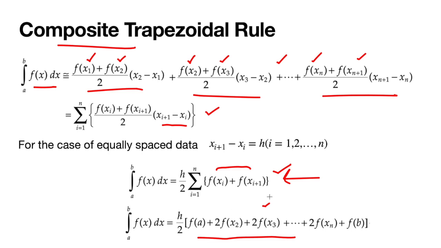You can easily remember this formula, because here you can see that only the limiting values f of a and f of b are without the multiple of 2. All other values we are multiplying by 2, and not multiplying the limiting values. So this is the easier formula to remember.